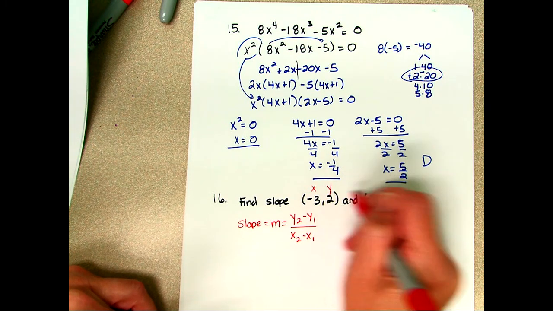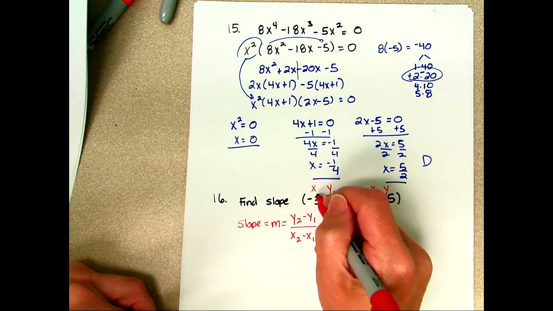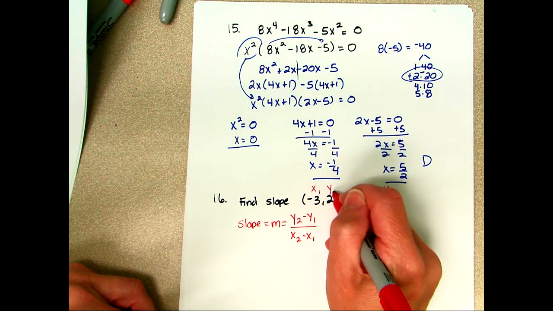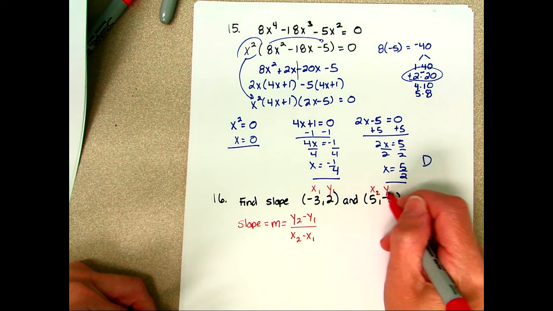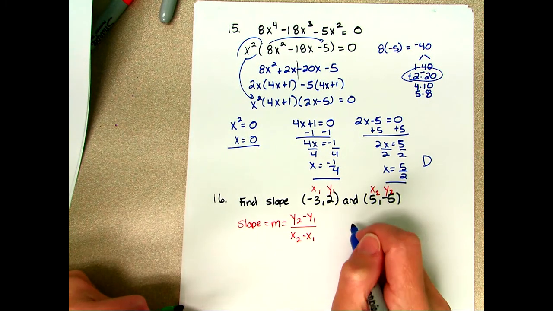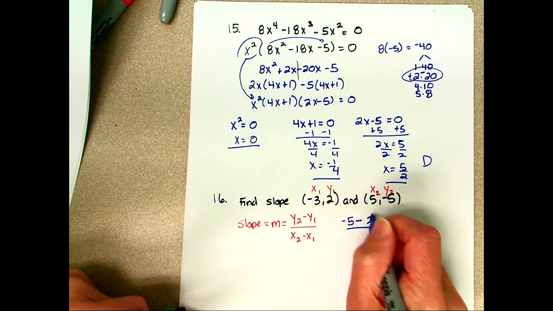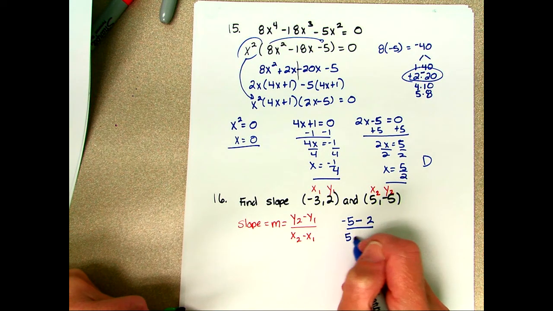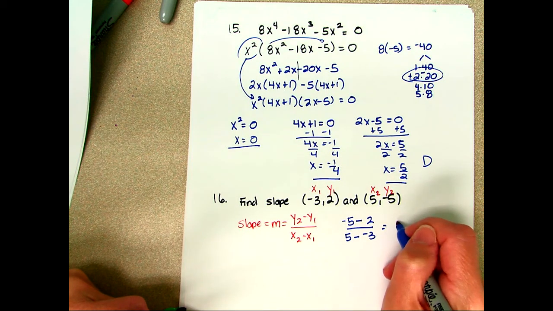To distinguish point 1 and point 2, the first point we'll call point 1, so this could be x1, y1 as the coordinates. The second point will have coordinates x2, y2. y2 is negative 5, subtract 2. x2 is 5 minus x1 which is negative 3. Negative 5 minus 2 is negative 7.